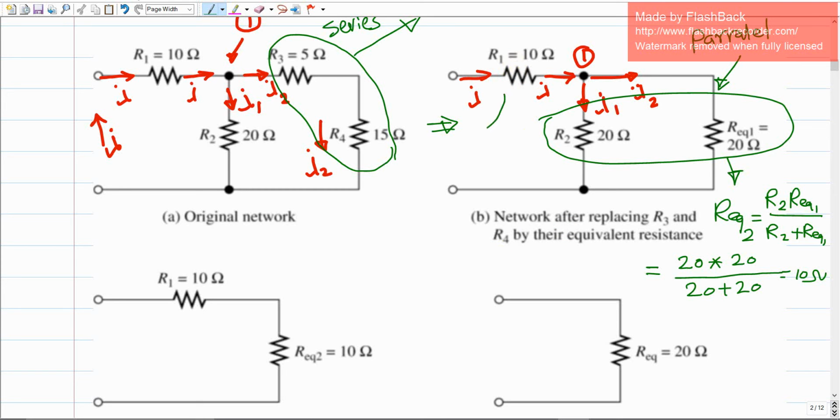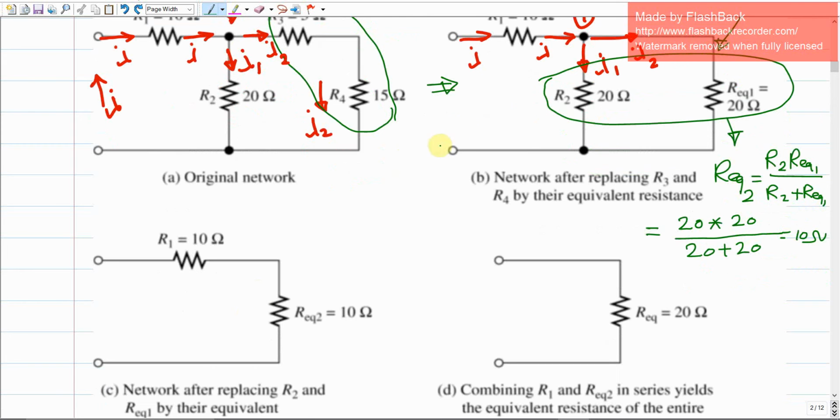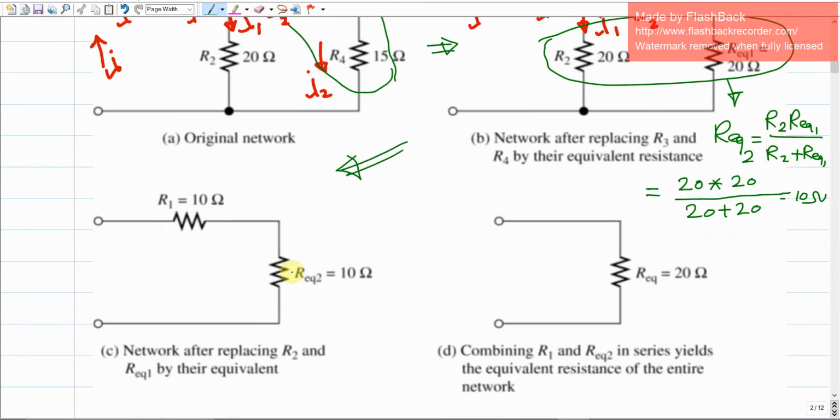So we're going to carry on with R1 as it is, but we just combine these two into just one equivalent resistance, which is R equivalent 2. If we do so, we're going to end up with a more simplified form, with R1 and R equivalent 2 being 10 ohms and 10 ohms.